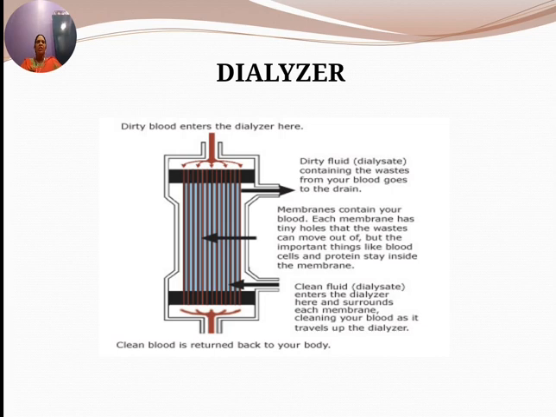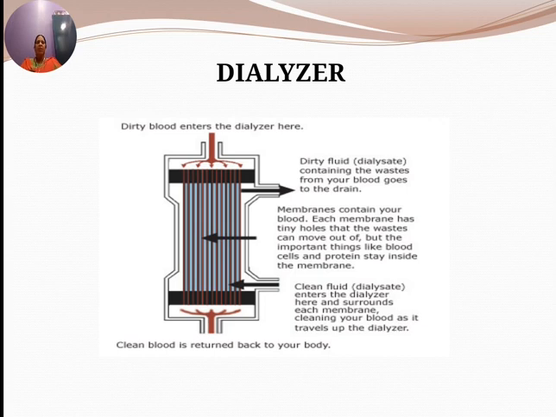Clean fluid, that is the dialysate, enters the dialyzer from the bottom and surrounds each membrane, cleaning your blood as it travels up the dialyzer. Clean blood is then returned back to your body. The dirty fluid containing the waste from your blood goes to the drain. When this clean fluid surrounds the membrane, the unwanted wastes are removed through tiny holes, but blood cells and proteins stay inside the membrane.